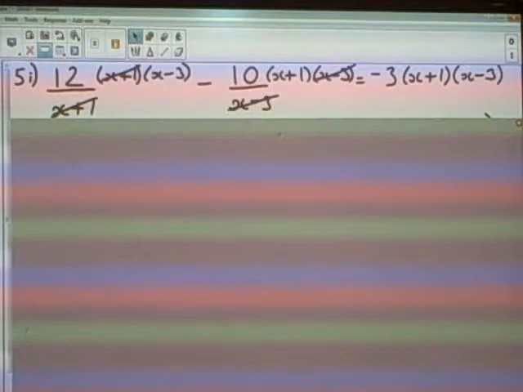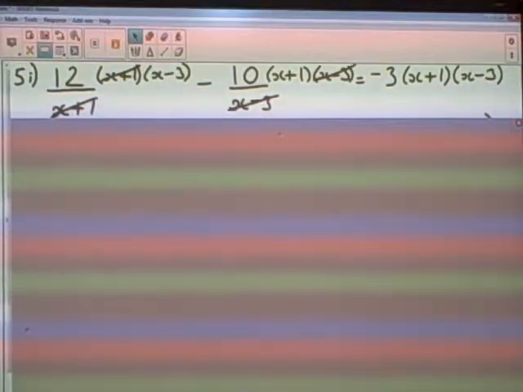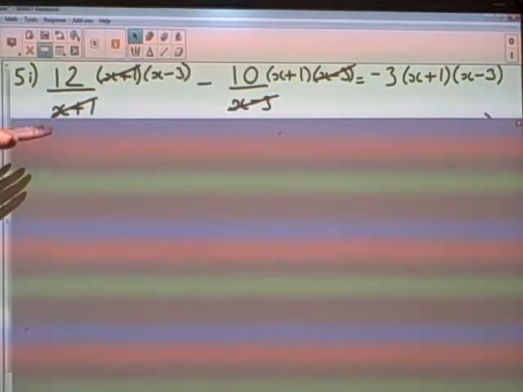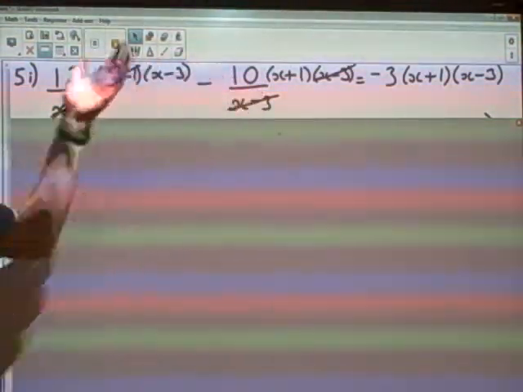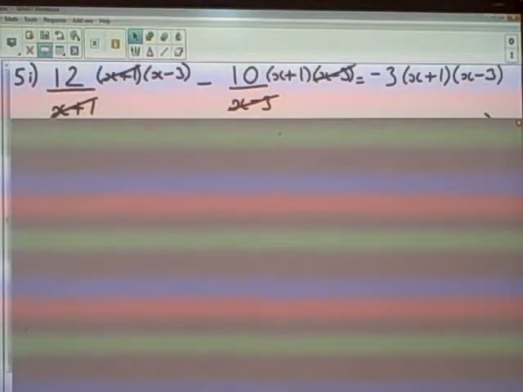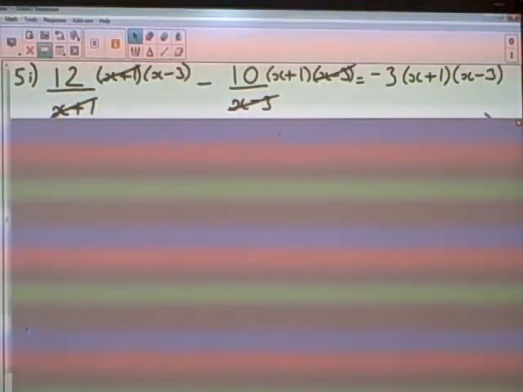So this is a couple of questions from exercise 4C. I've already started to work through this. The problem with this question is initially we have two fractions here. And to try and get rid of the fractions, as long as we times each term by the same thing, it doesn't change the equation at all.